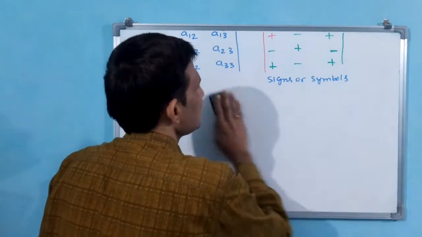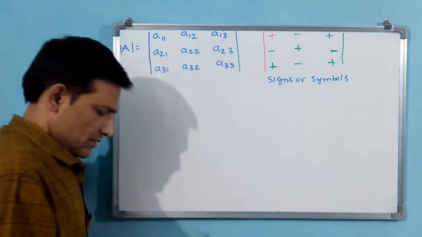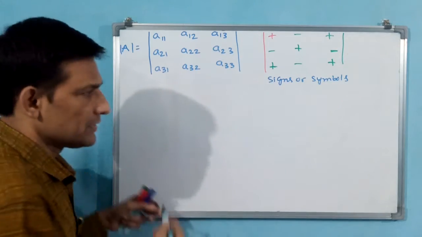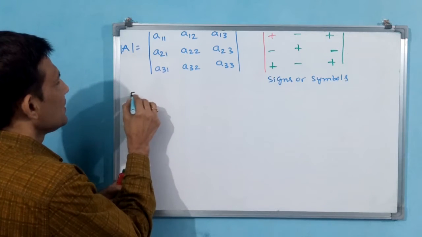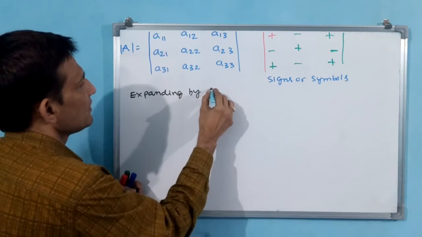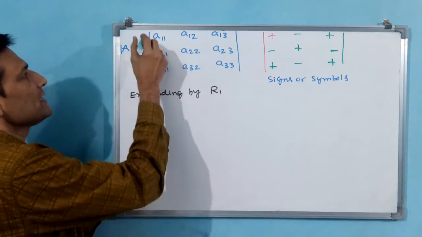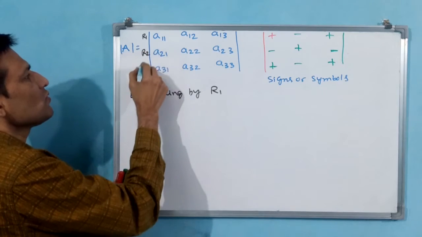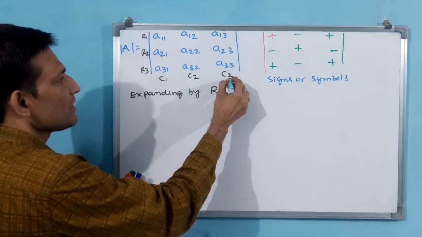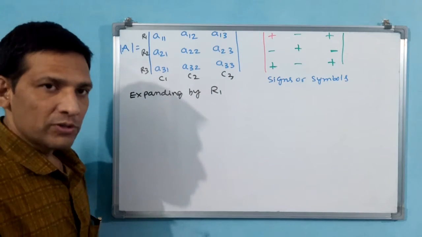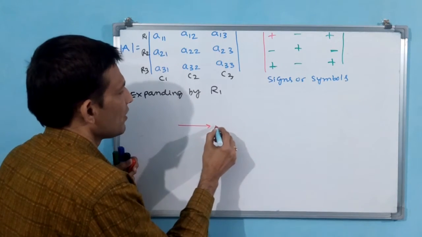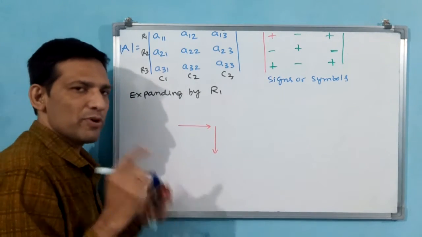See, these are the signs. And see how to find this determinant in generalized form. I am telling, expanding by row 1. R1 means row 1. See, this is row 1, this is row 2, this is row 3. This is column 1, this is column 2, this is column 3, we know. And also we know how we have done operations in matrices normally: from left to right, top to bottom. This you always keep in your mind.